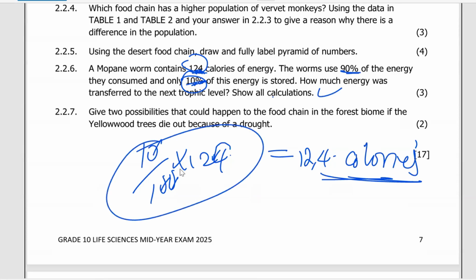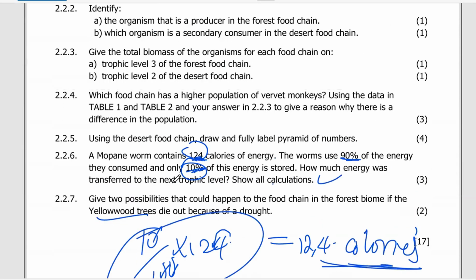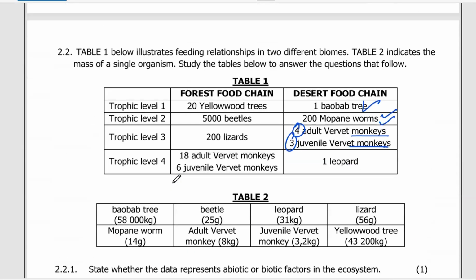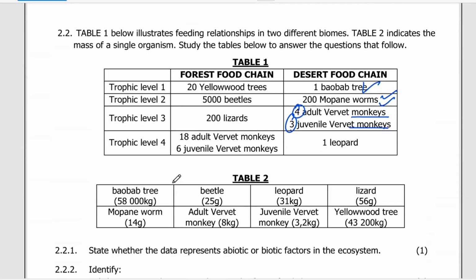I always tell you that you can't go to the next question without answering that question. They're saying, give two possibilities that could happen to a food chain if the yellow tree dies out because of the drought. Where is the yellow? Oh, it's this one.